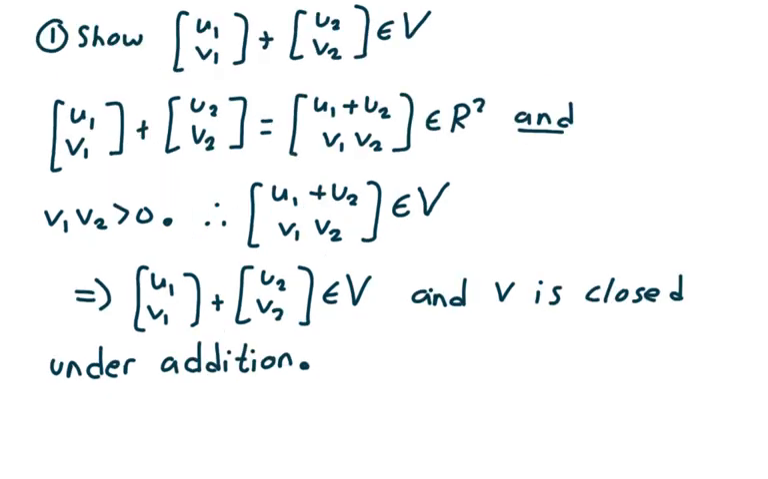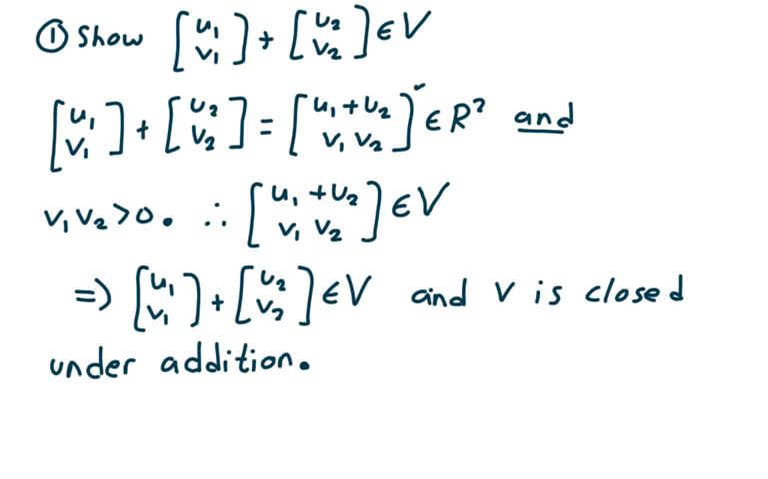We want to show that V is closed under addition. So we want to show the column vector (u1, v1) plus the column vector (u2, v2) belongs to V. But notice, if I take column vector (u1, v1) plus column vector (u2, v2), this is equal to the column vector (u1 plus u2, v1 times v2), right? Remember, we add the first components, multiply the second.